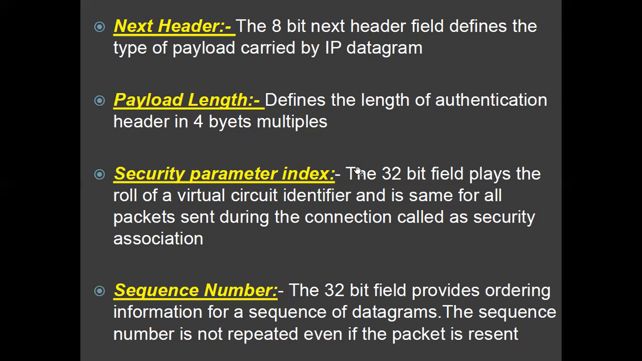The authentication data field is the result of applying the hash function to the entire IP datagram except the fields that are changing during transmission, that is, the time to live field. Okay. So this is all about the authentication header. Here we have to remember that the authentication header provides data origin authentication and data integrity, but it does not provide confidentiality as it is not using any kind of encryption algorithm.